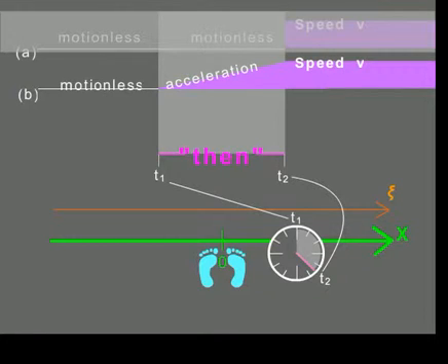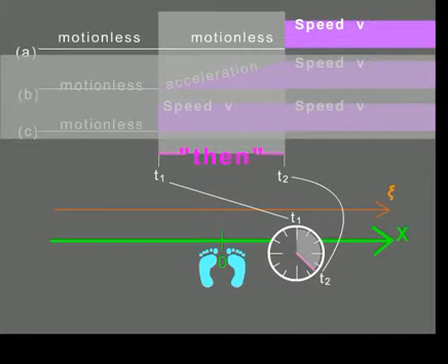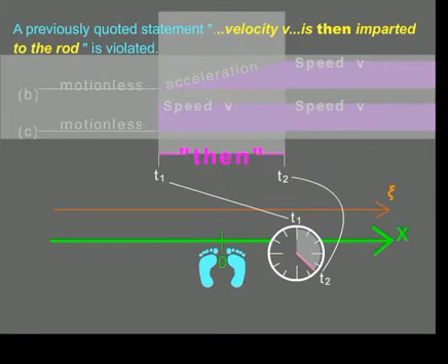Or B. The c-axis is moving with acceleration. Or C. The c-axis is moving at velocity of v. Situation A should reject itself because it directly violates the statement "velocity v is then imparted to the rod."